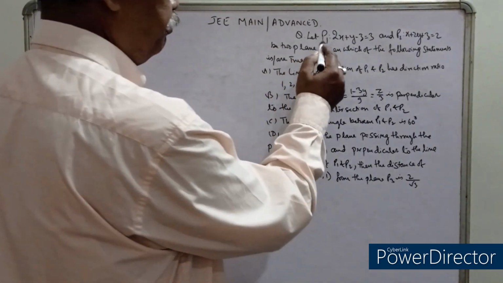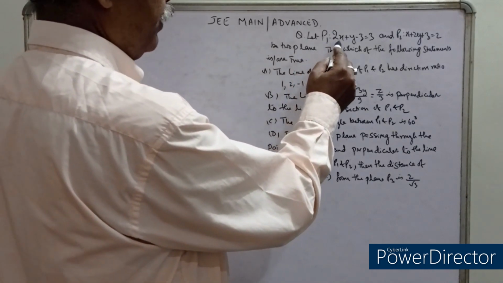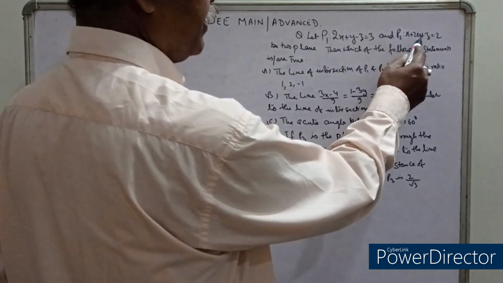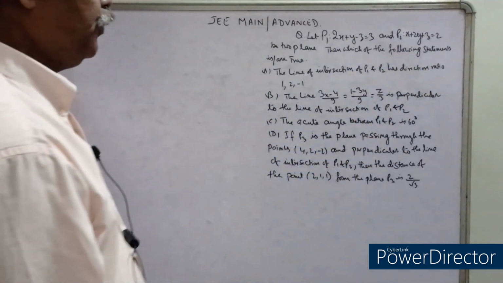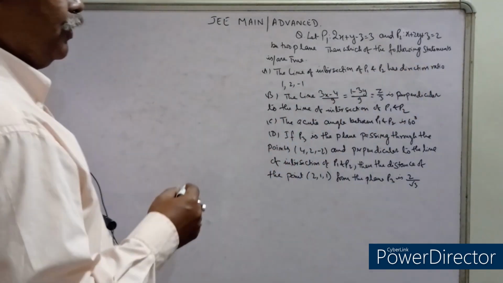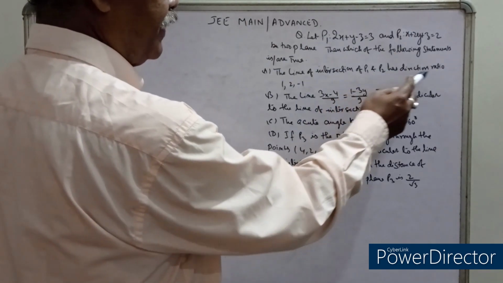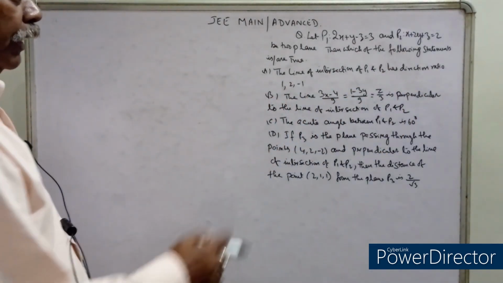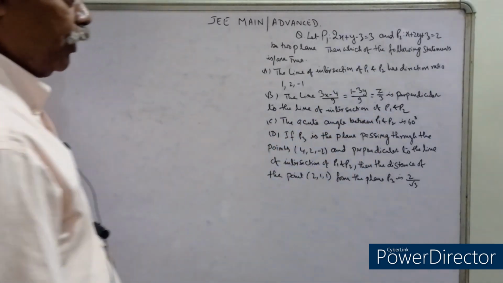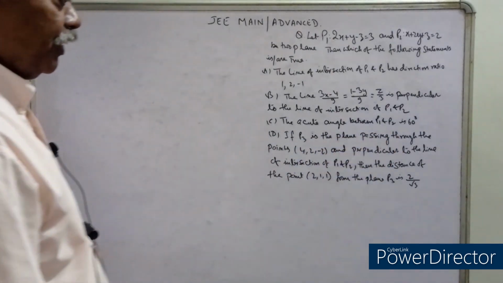Now the question is: P1 and P2 are two planes, where P1 is 2x plus y minus z equals 3, and P2 is x plus 2y plus z equals 2. Which of the following statements is or are true? The line of intersection of P1 and P2 has direction ratios this. The line this is perpendicular to the line of intersection of P1 and P2. The acute angle between P1 and P2 is 60 degrees.